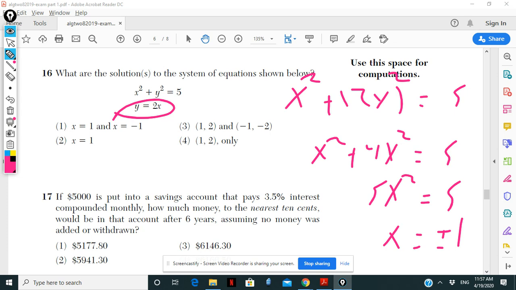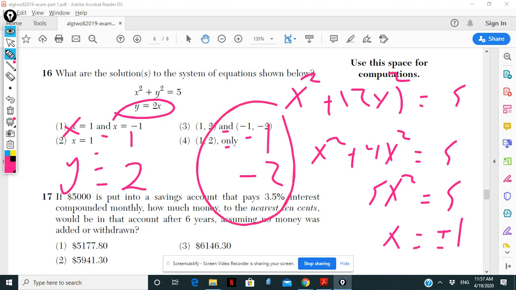Plus or minus 1. Now, if the x value is plus or minus 1, I can plug in, so y equal to 2 and negative 2. That's when x is 1, and here's when x is negative 1. When I write in pairs, it's 1 and 2, and the other one is negative 1 and negative 2, so the answer is 3.